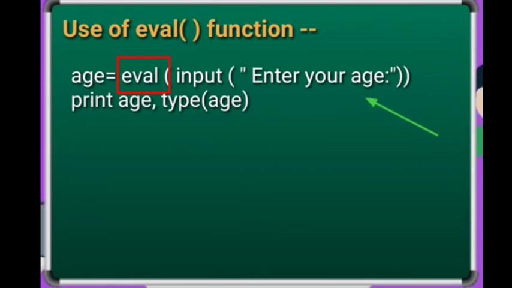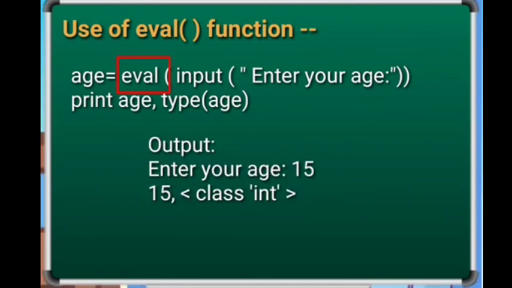Now if I write the statement print(age, type(age)), it is going to give me the age, whatever you enter. Suppose I have entered 15, so it will give me the answer 15 and then, after a comma, the data type of the variable age. So it is class int, which means the data type of the variable age is integer. This is how you can use the eval function along with the input statement and along with strings as well.